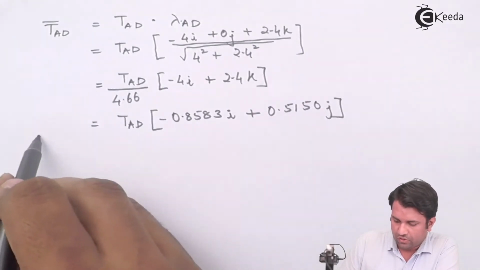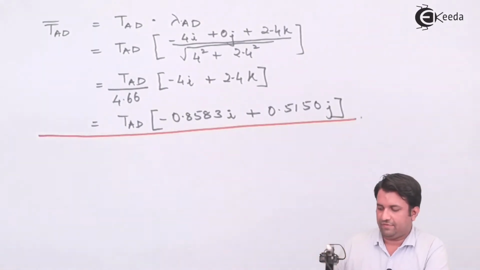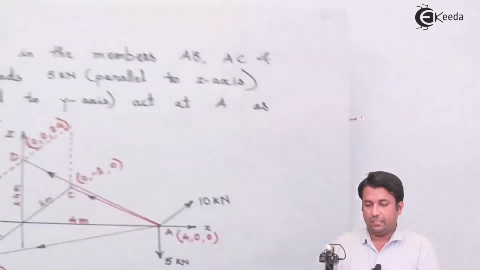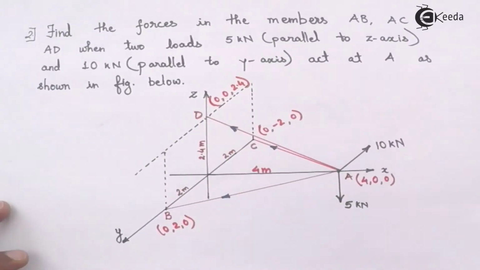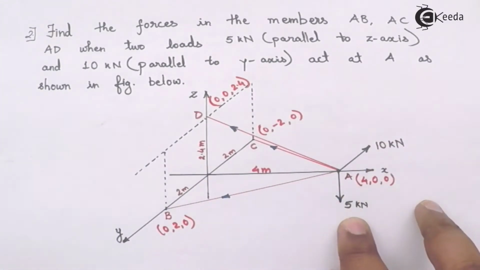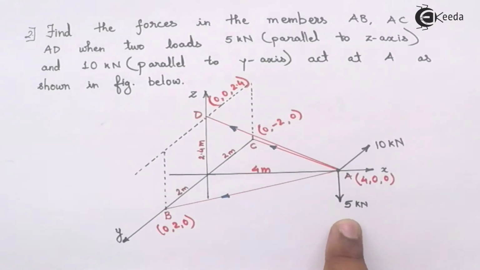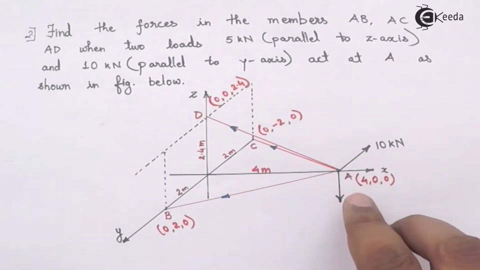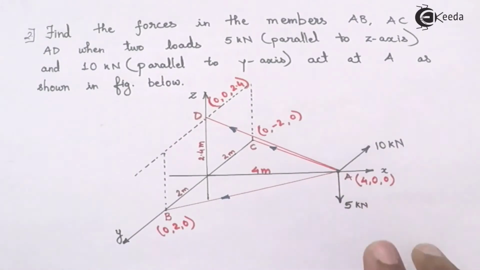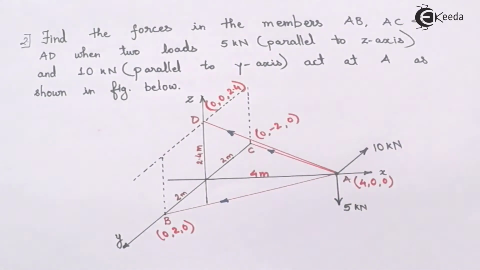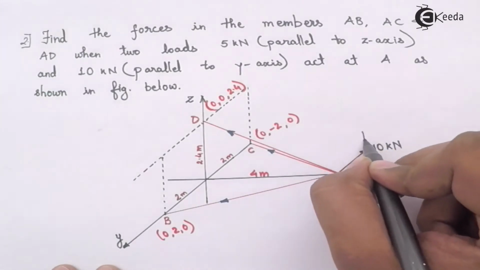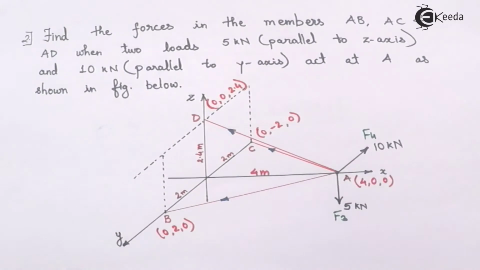I have got the force vector along AD as well. So now I have got the three force vectors acting at point A. Now at point A, I'm having the two forces also acting over here. 5 kilonewton force is acting downwards. So in that case, I'll call this force F3 and this as my F4 force.